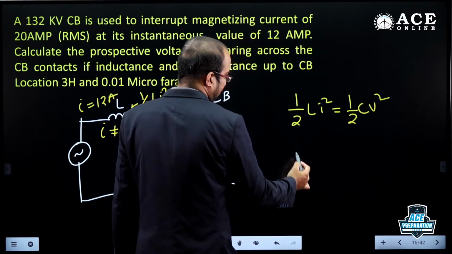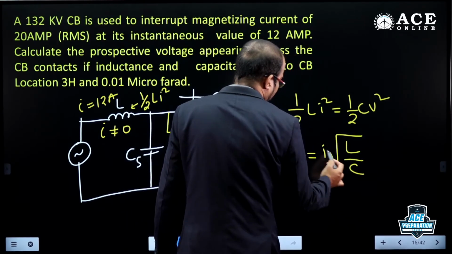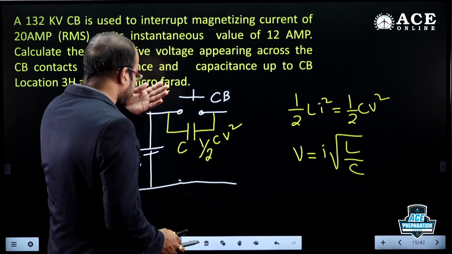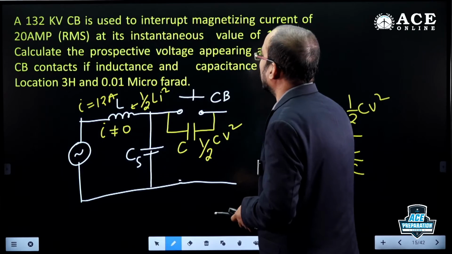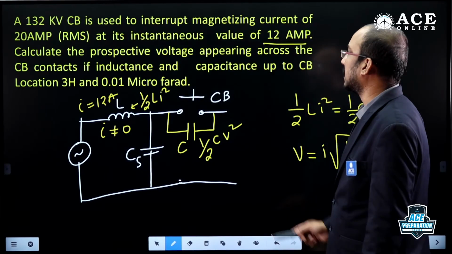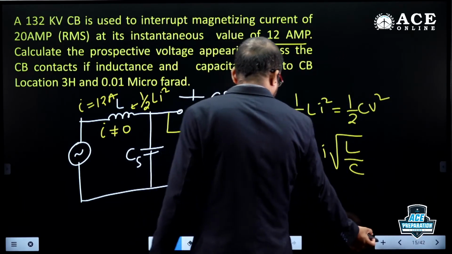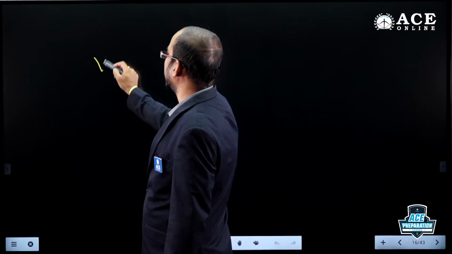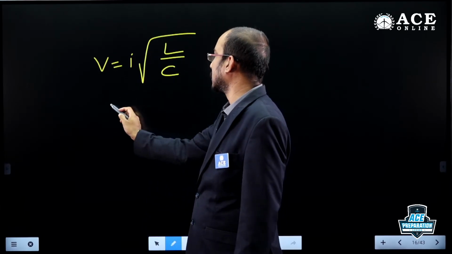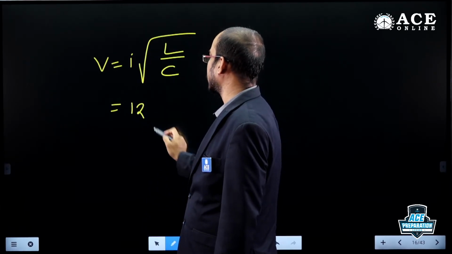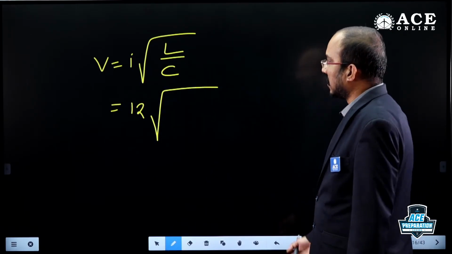So what is the voltage that has been built up? V is equal to I root of L by C. Here the value of current that you are substituting must be the instantaneous value, not the RMS value. So the instantaneous current that has been interrupted is how much? 12 amperes. So V is equal to I root of L by C is the relation, and the current is 12 amperes. Here we should substitute the instantaneous value, not the RMS value.